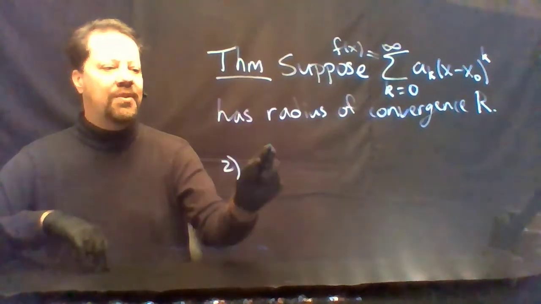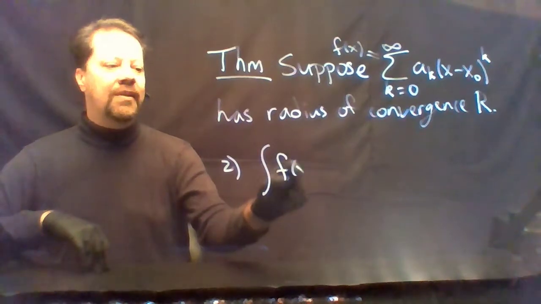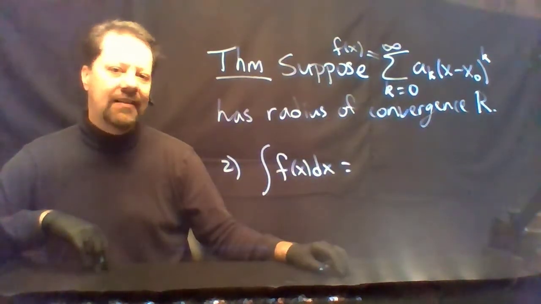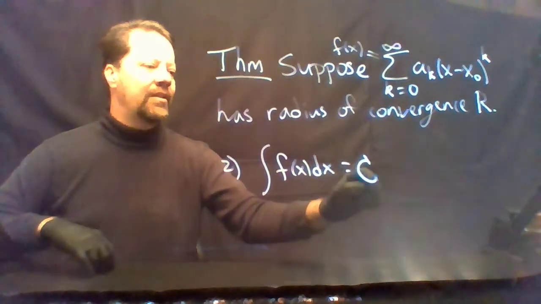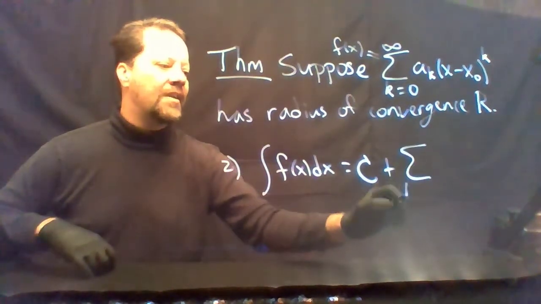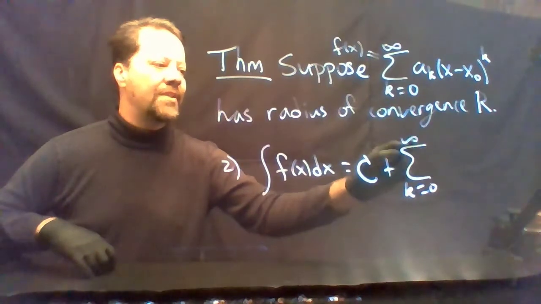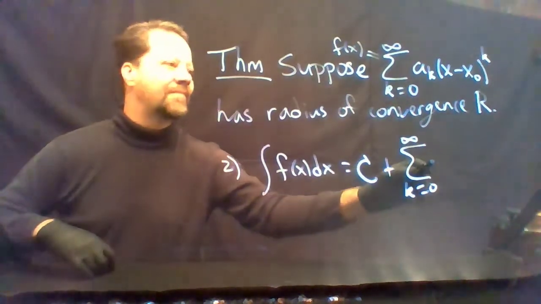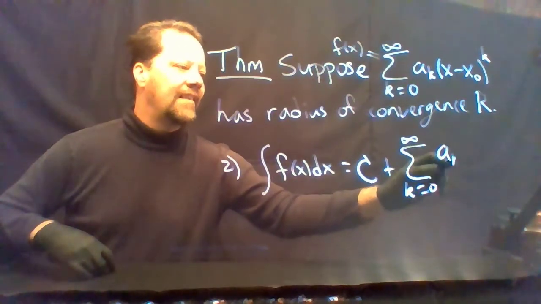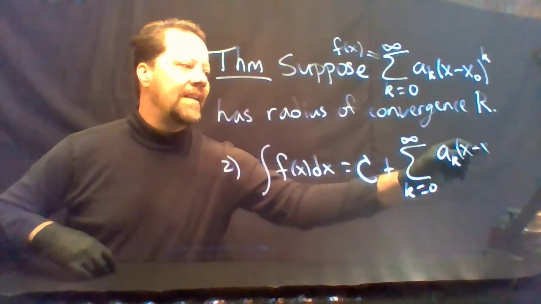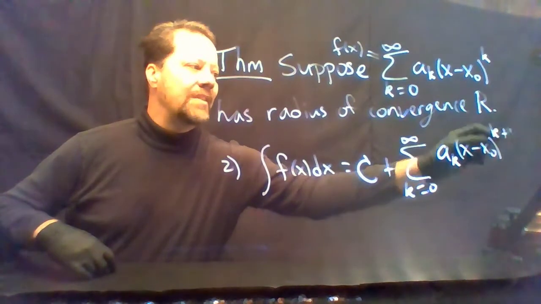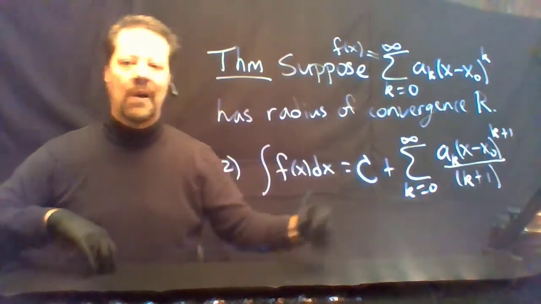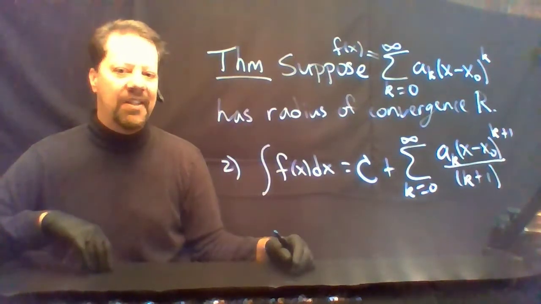On part 2, what happens if we look at the class of antiderivatives of a function that can be represented as a power series? You'll get a constant of integration, and the sum, as k goes from 0 to infinity, the only new term is the plus c. You'll have a_k (x minus x naught) to the k plus 1 divided by k plus 1. You add 1 to the exponent and divide by the new exponent.